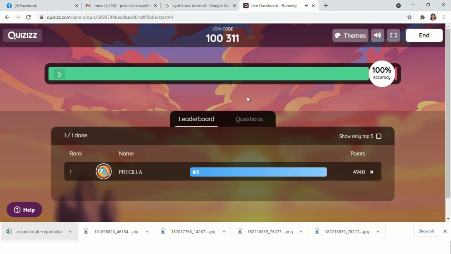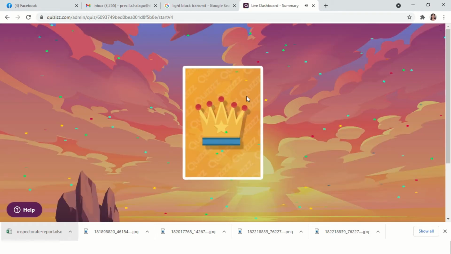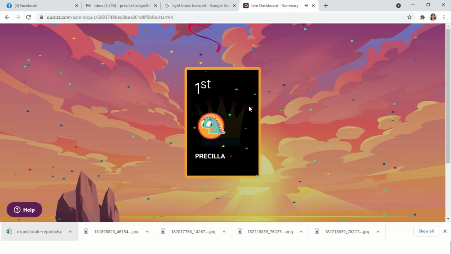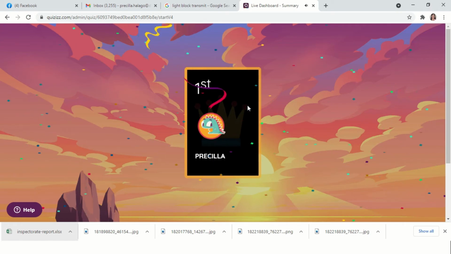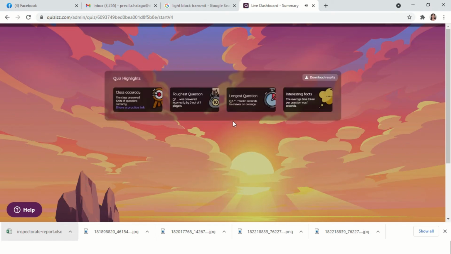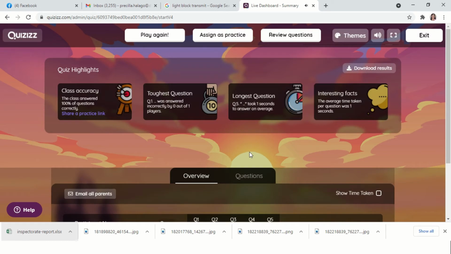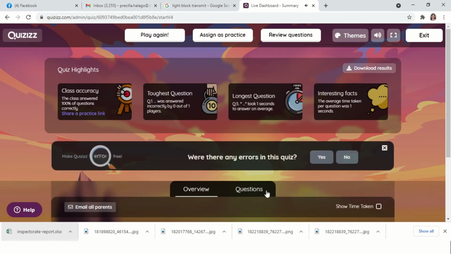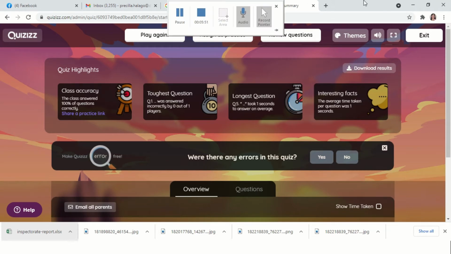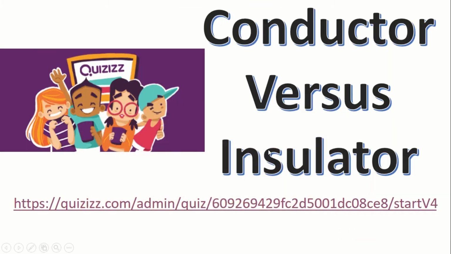We are through with our quizzes, and that's for our review. This was our lesson last week, and that is about materials which are examples of conductor. Thank you so much. Now let us go back to our lesson.